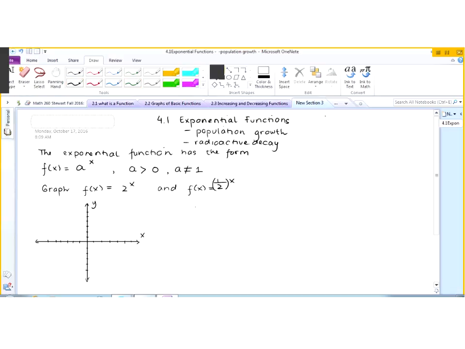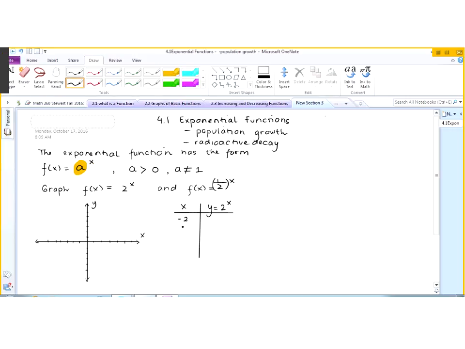So we're going to use a table. This is x and y is 2 to the x. What x values can I choose? Can I choose negative numbers? Yes, for x, not for the base. This is the base. It cannot be negative, but the exponent, yes.